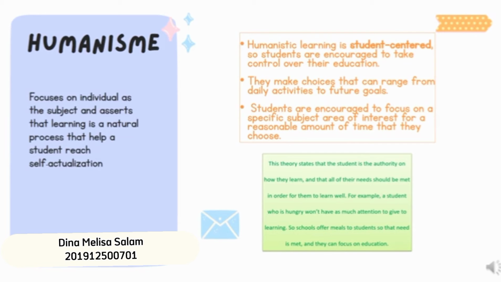And students are encouraged to focus on a specific subject area of interest for a reasonable amount of time that they choose. This theory states that the student is the authority on how they learn, and that all of their needs should be met in order for them to learn well. For example, a student who is hungry won't have as much attention to give to learning. So, schools offer meals to students so that need is met and they can focus on education.